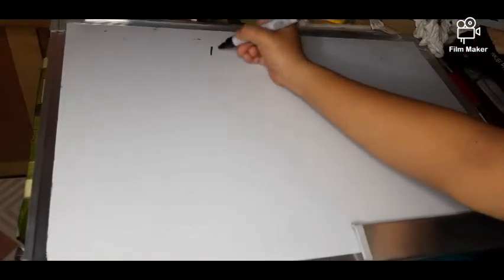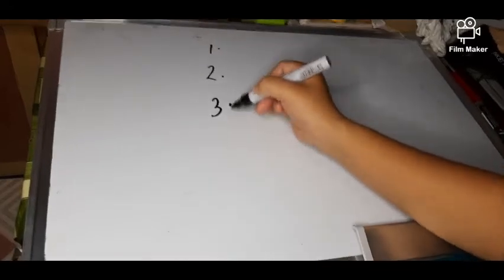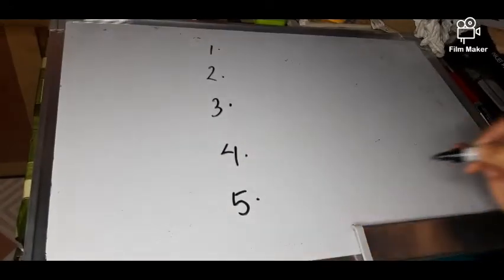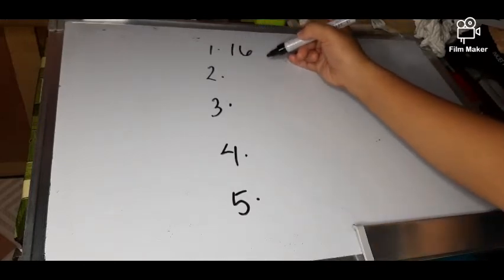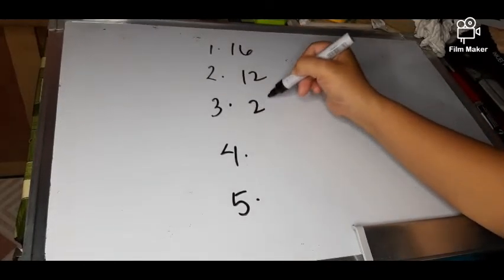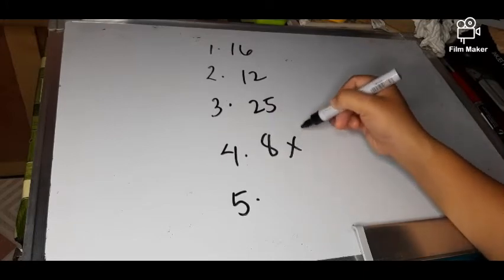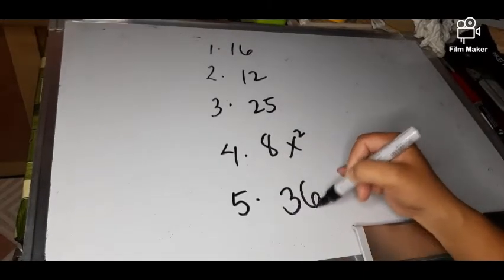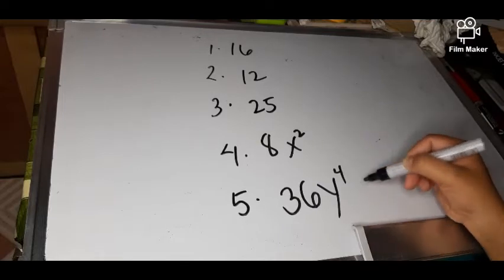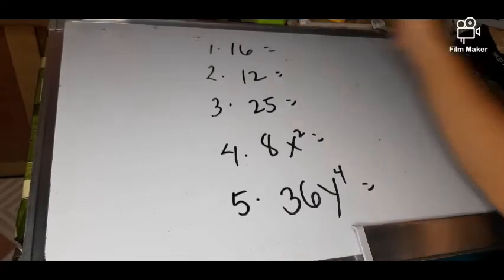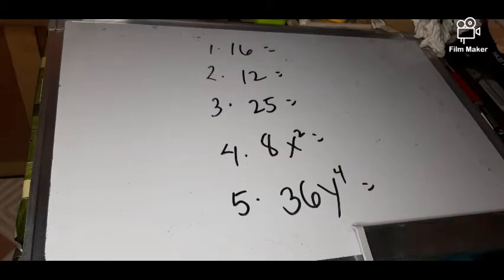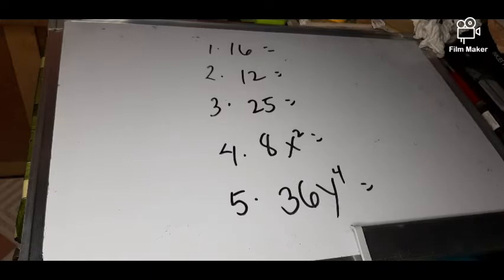Okay. Review naman muna tayo. We have number 1, 2, 3, 4, 5 question. 12, 25, 8x squared, 36, y raised to the 4. So, in this problem, the instruction is determine which of the following is perfect square. Write P if it is perfect square and N if it's not.